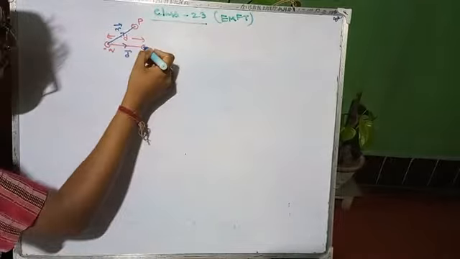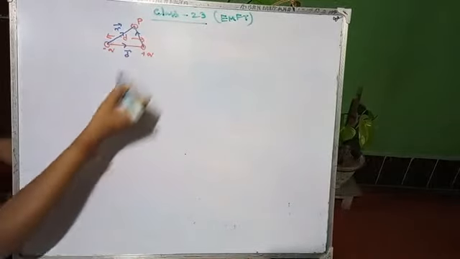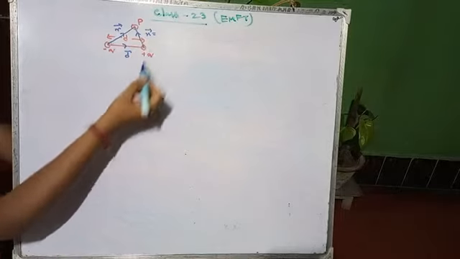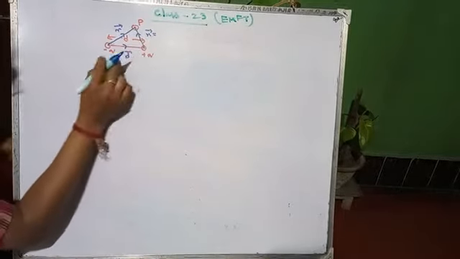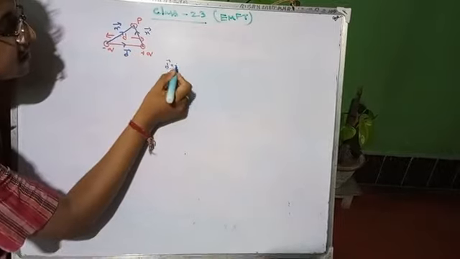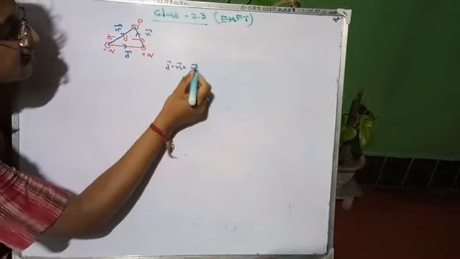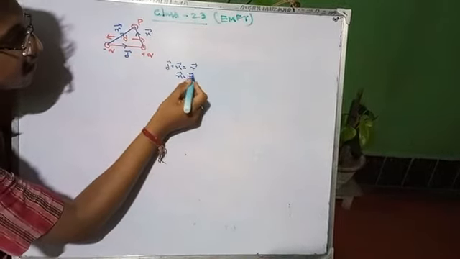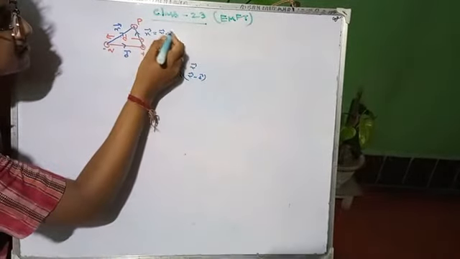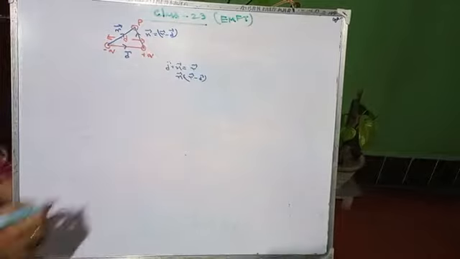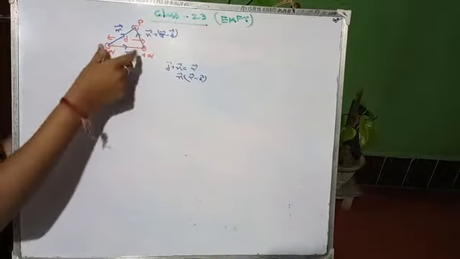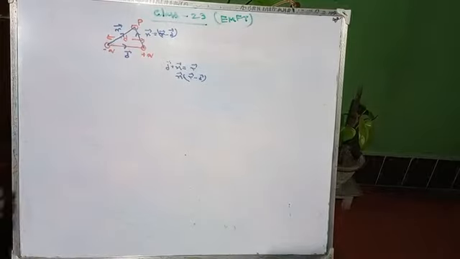Suppose it is the x vector. So x vector equals, by applying the triangle rule, d vector plus x vector equals r vector. So x vector equals r vector minus d vector. So this is your d vector, this is r vector, and this is r minus d vector.